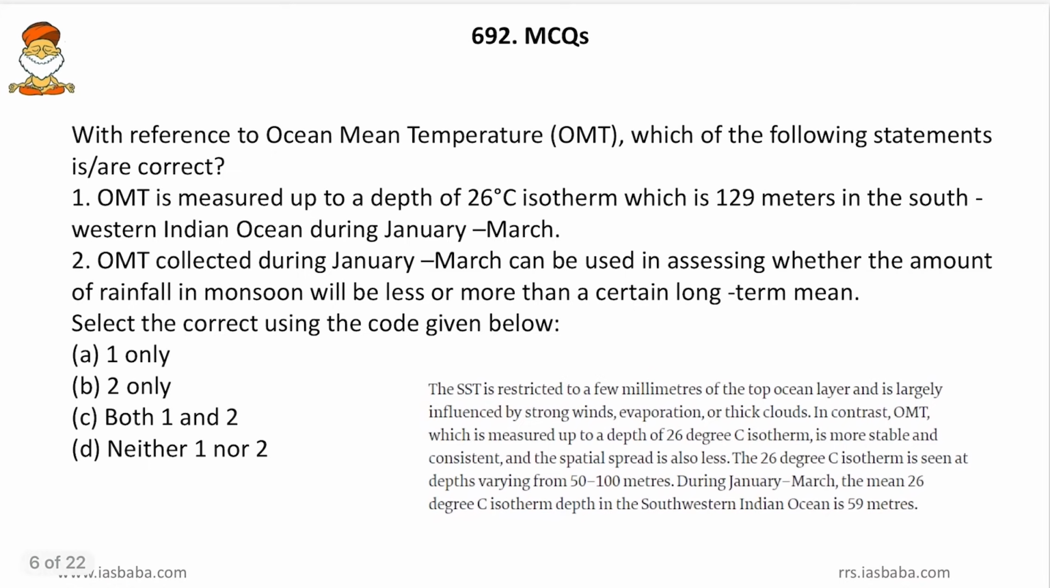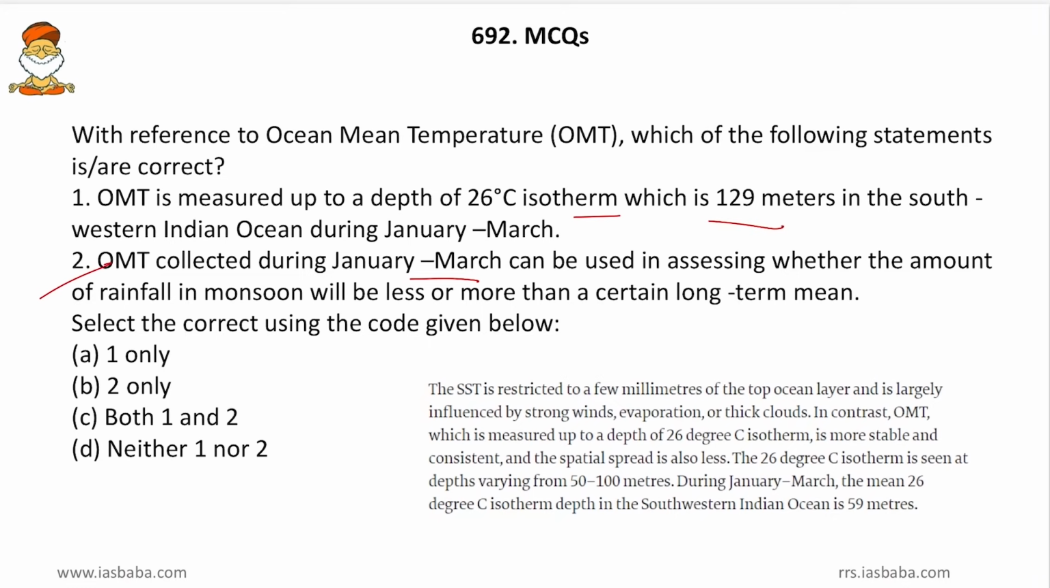With reference to ocean mean temperature, which of the following statements is or are correct? The ocean mean temperature is measured up to a depth of 26 degrees Celsius isotherm, which is 129 meters in the southwestern Indian Ocean during the January-March. Then the ocean mean temperature collected during the January-March can be used in assessing whether the amount of rainfall in monsoon will be less or more than the certain long-term mean. Yes friends, the ocean mean temperature provides some information regarding the humidity, relative humidity, etc. So automatically it can predict monsoon. So 2 will be automatically correct even if you don't know.